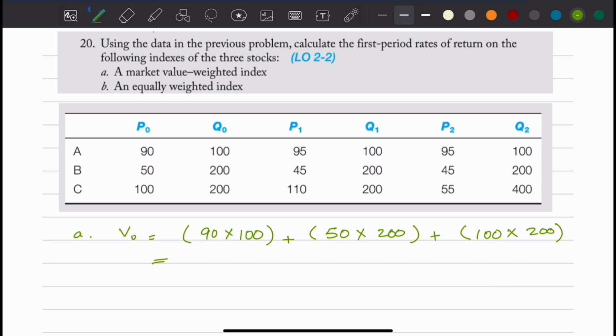Now using our calculators, first bracket, 90 multiplied by 100, close the bracket, plus another bracket, 50 multiplied by 200, close this bracket, plus a third bracket, 100 multiplied by 200, and close the bracket. And that gives me 39,000 points, or dollars.